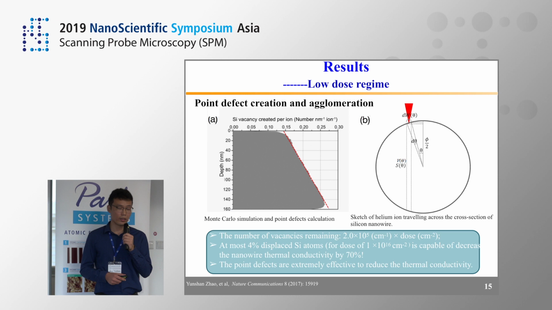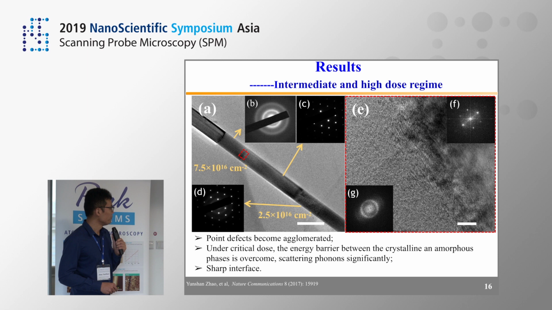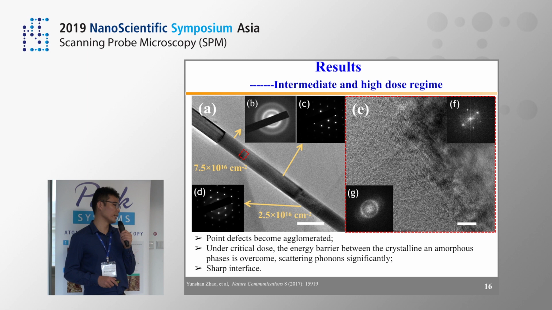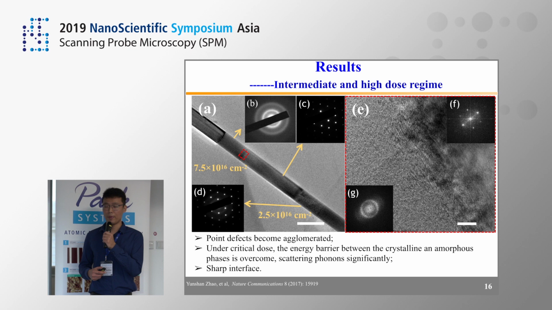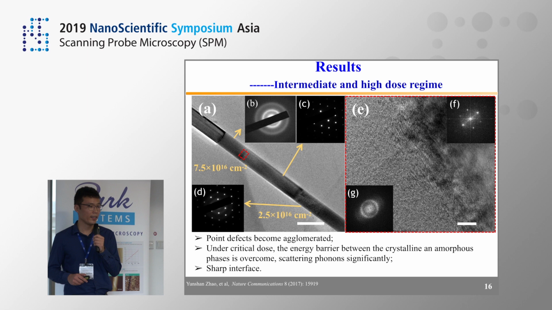In the higher dose regions, we use TEM because TEM is very easy to characterize the silicon nanowires. At the critical dose, you can see there is an amorphous ring in this inset. With increased dose, the defective crystal silicon can collapse into amorphous until the energy barrier between crystal silicon and amorphous silicon is overcome. Once there is a lot of amorphous material in the crystal silicon, it will scatter the phonons greatly. That's why we saw some drops in the graph just now. And you can also see the interface between the amorphous and crystal is very sharp.